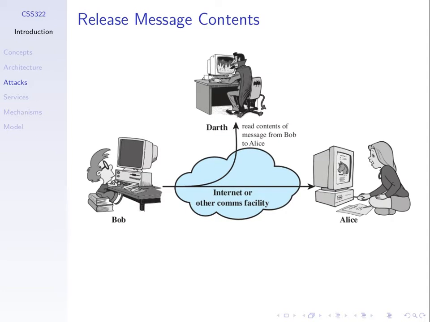I said that in this case, the main way to stop this attack is to encrypt the information. Bob encrypts it before he sends it, so that anyone who can intercept and receive a copy will see something, but they do not see the original message. They see an encrypted form and they cannot get the original contents back.